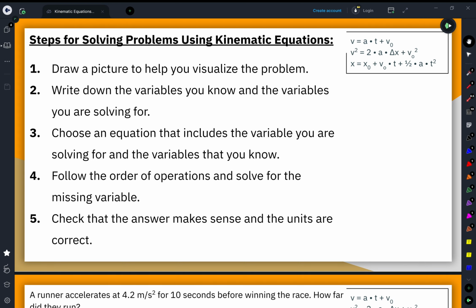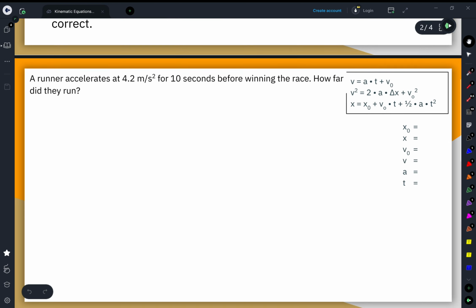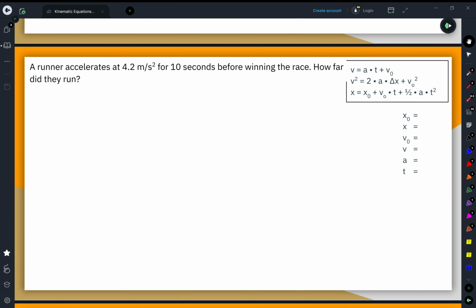So, the example I'm going to be using is this one. A runner accelerates at 4.2 meters per square second for 10 seconds before winning the race. How far did they run? So, those 5 steps I'm going to be following. The first one is to draw a picture. It doesn't need to be a super detailed picture, just good enough to communicate what's happening.